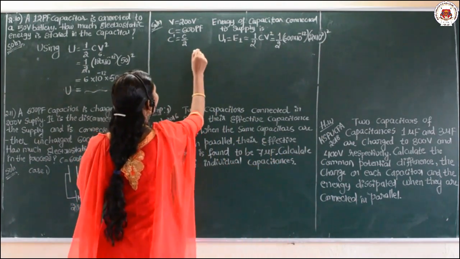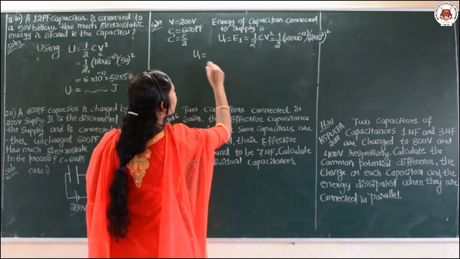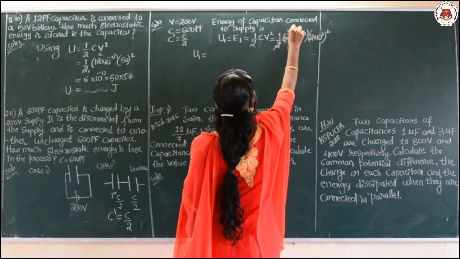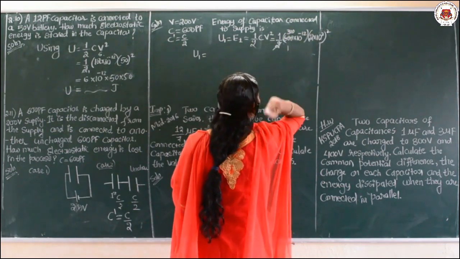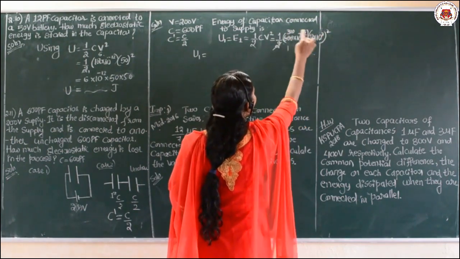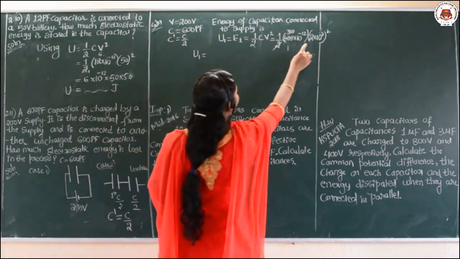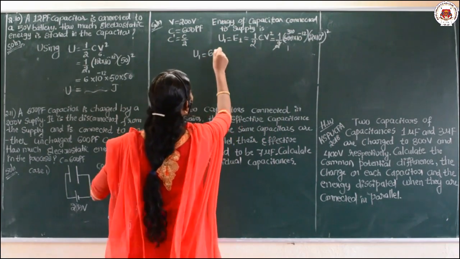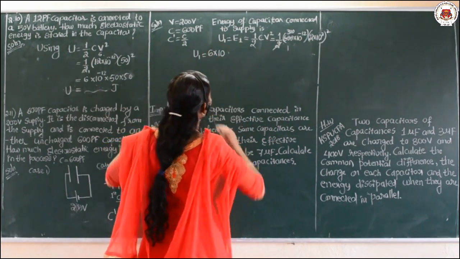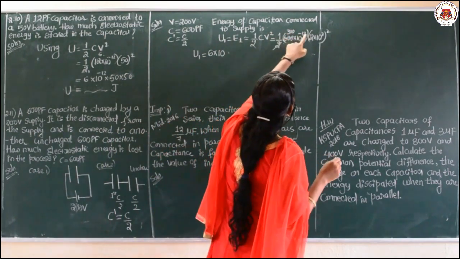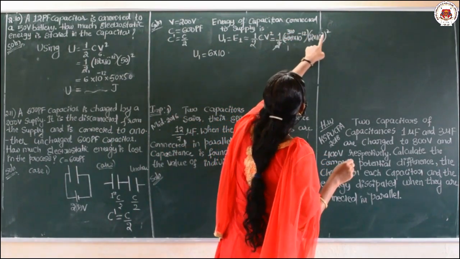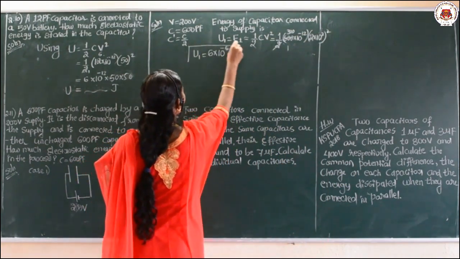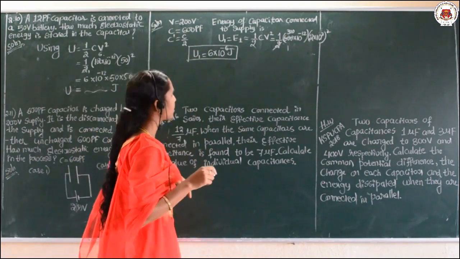Clear? Then U1 is equal to, so here 2 ones are 2, 3 twos are 6, and the zeros will go here. It is 10 raised to how much? 10 raised to 10, and here 4 will go, that is 10 raised to minus 6 joules. So U1 is 6 into 10 raised to minus 6 joules. This is the energy when connected to the supply.